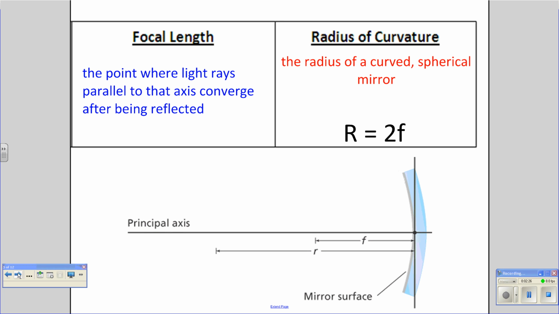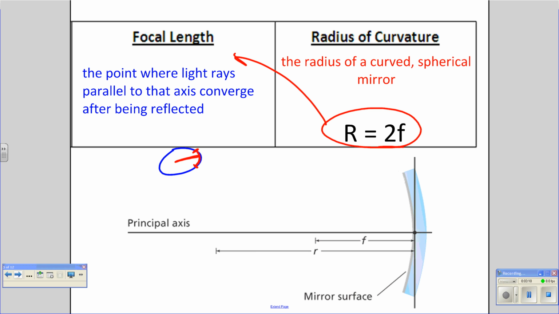Two things that are based on that principal axis are the focal length and the radius of curvature. I'm going to start on the right-hand side. The radius of curvature is the radius of the curved spherical mirror. If I had an actual sphere, an actual circle, the mirror could be a concave mirror based on that sphere. The radius of curvature would be the radius of that circle. Now, the radius is twice the focal length, which means the focal length is half the radius of curvature. It just all works out that way.